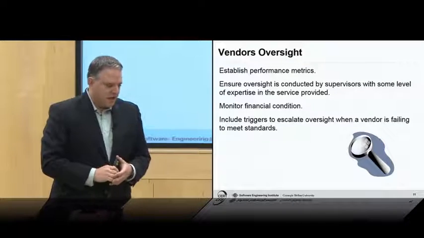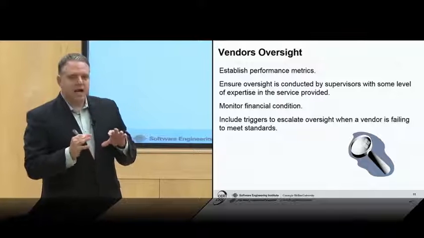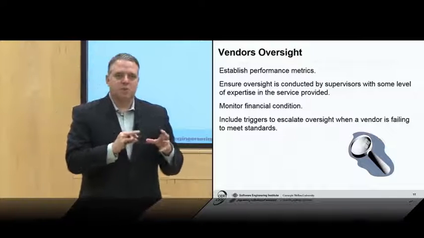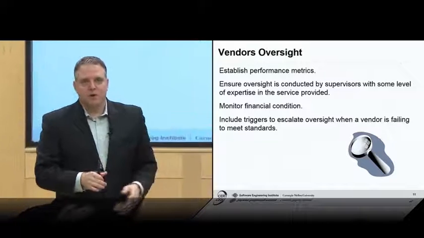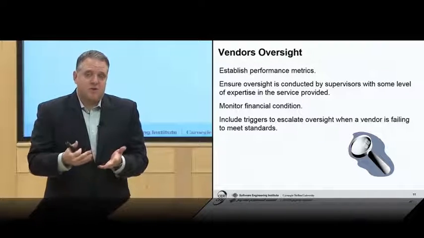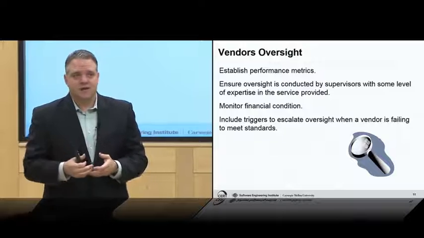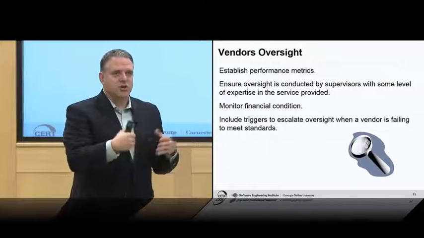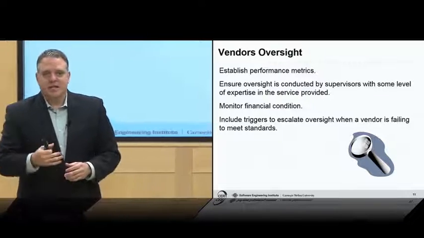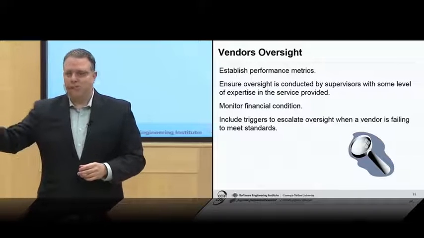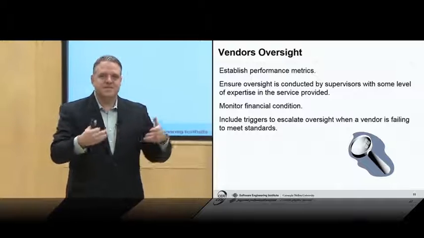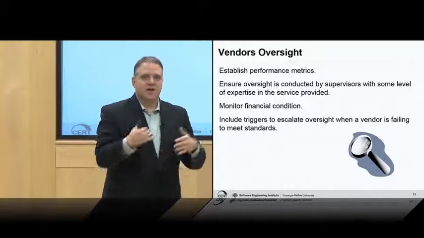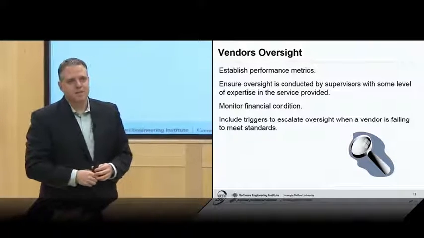Vendor oversight. This is a key area because it allows you to track your performance with vendors. Is my vendor adequately performing? Well, the first part of it is I need to set up metrics for that. I need to know when they're doing good and when they're not doing good. I need to make sure that the people who are supervising those vendors understand what is expected of those vendors so that they can make sure that the vendor's doing their job.